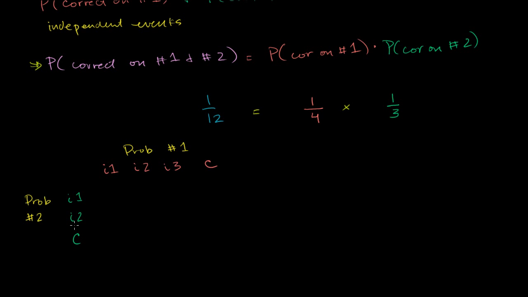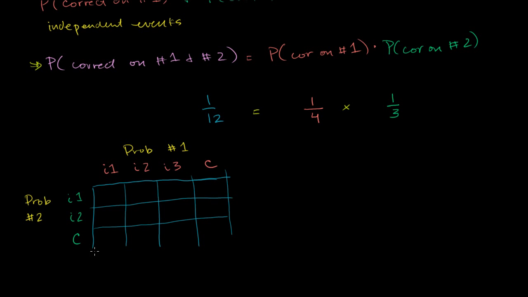Now, what are all of the different possible outcomes? We can draw a little bit of a grid here. Each of these cells in the grid is a possible outcome. You're just guessing, randomly choosing one of these 4 and randomly choosing one of these 3. So you might get an incorrect choice in problem number 1 and an incorrect choice in problem number 2. That would be that cell right there. Maybe you get problem number 1 correct, but you get incorrect choice number 2 in problem number 2. So these represent all of the possible outcomes when you guess on each problem.